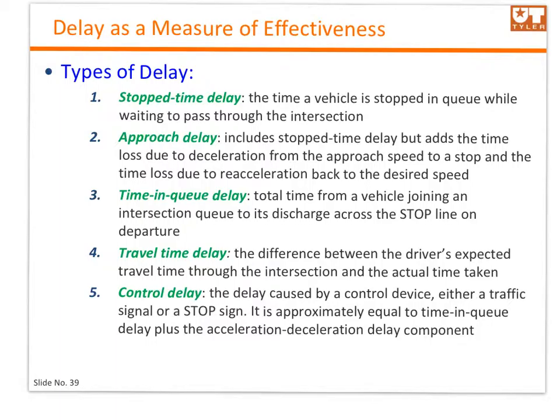The third type of delay is the time in queue delay, which is the total time from a vehicle joining an intersection queue to its discharge across the stop line on departure. The fourth type is the travel time delay, which is the difference between the driver's expected travel time through the intersection and the actual time taken. The control delay is the delay caused by the control device, either a traffic signal or a stop sign, and typically it's equal to the time in queue delay plus the acceleration and deceleration delay component.